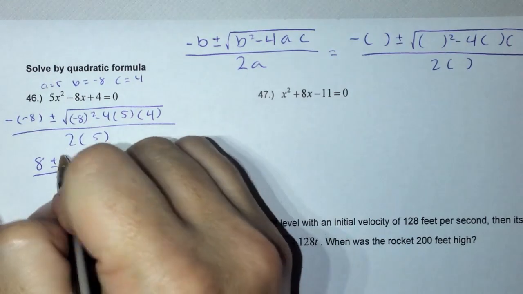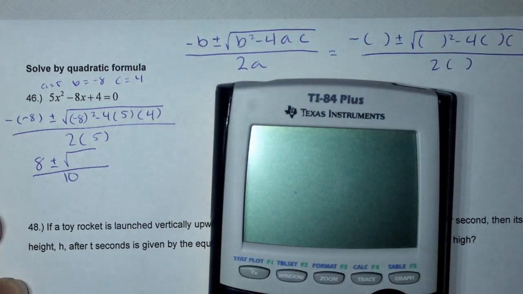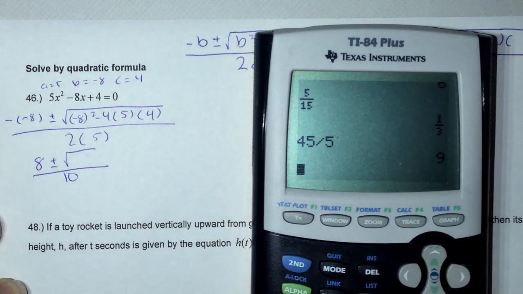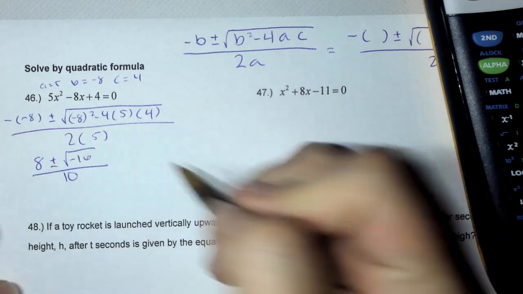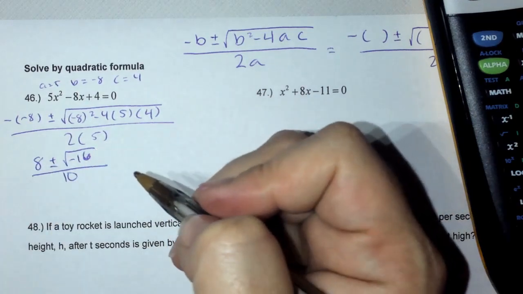And then I type just the inside of the house without the house. So watch, I'm not typing my radical. I'm typing negative 8 squared minus 4 times 5 times 4. And I get negative 16. So this is why it's important not to type the house, because if you type the house, you'd have to start over without the house.